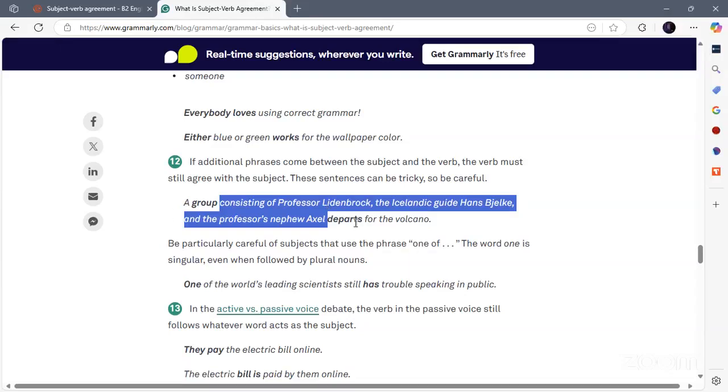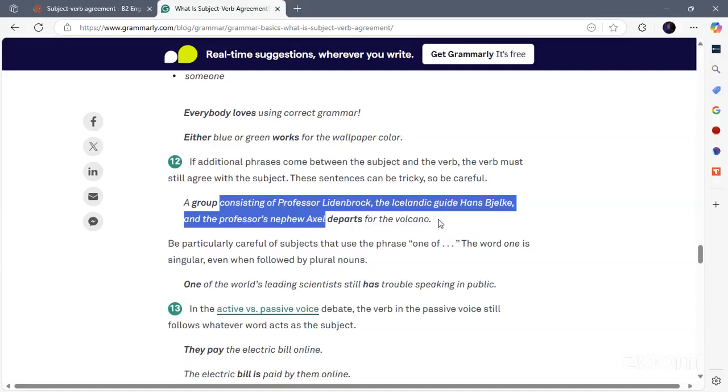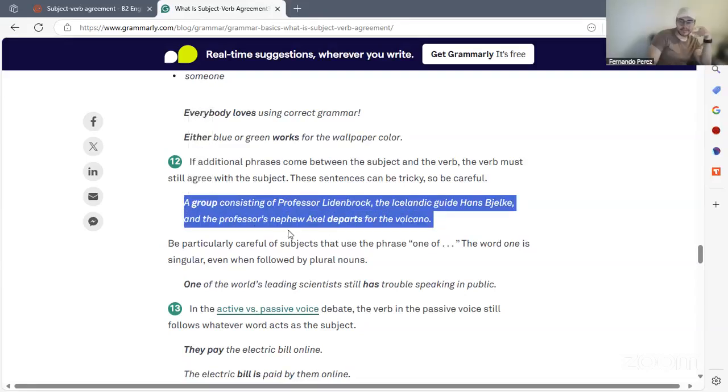But sometimes too much information distracts us from the grammatical correctness, and we forget to say departs. We are going to say depart. This is one of the biggest issues that we must pay very specific attention to when we speak and write. Because you have a very good level of English, but these are the challenges that will come across you.